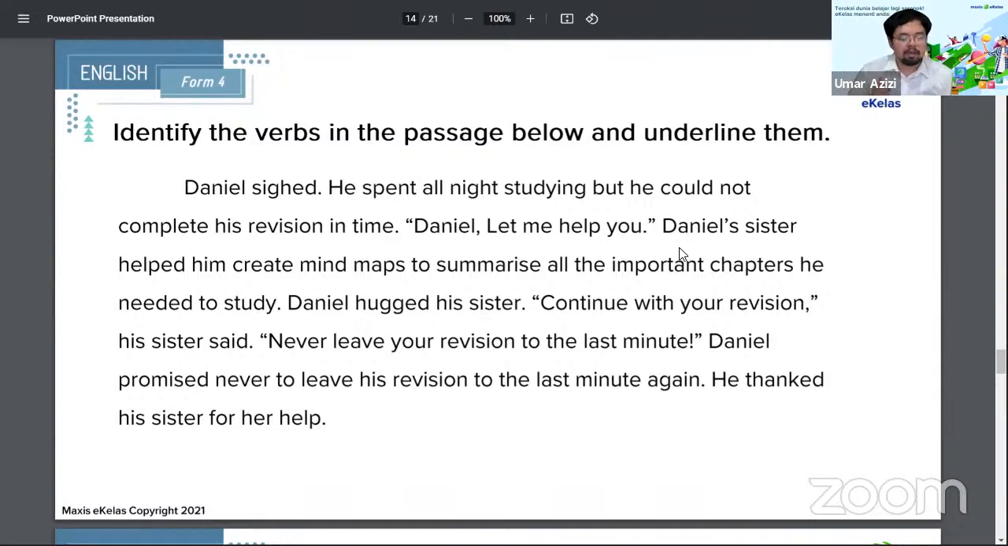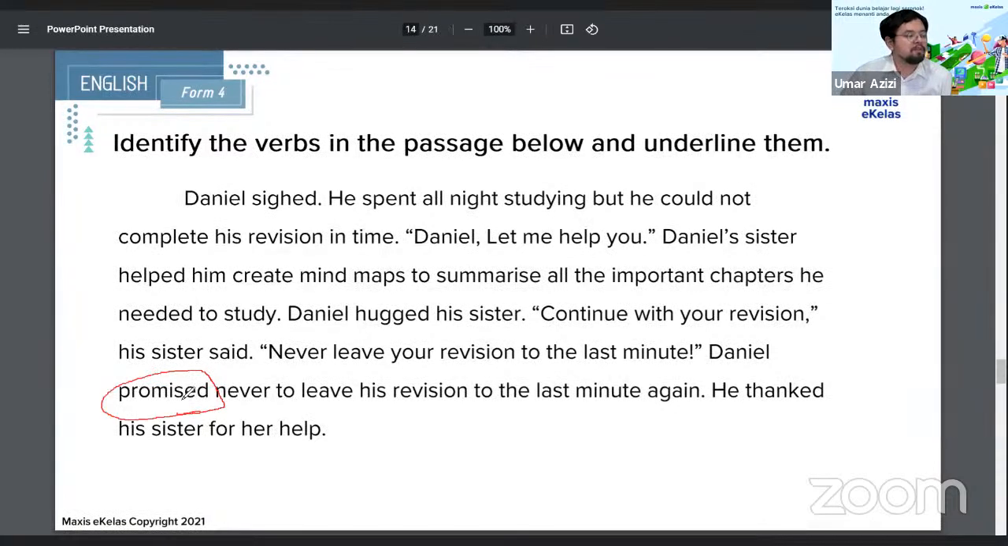Medina, what is found? Promised. That's a good one. Promised, a good word to find, because it has an ed at the end of it. Is it ed? No, promise is spelled with an e at the end, so it's just d. So there's an additional d at the end of the word. It's a past tense verb. Promised never to leave his revision to the last minute again. He thanked his sister for her help.